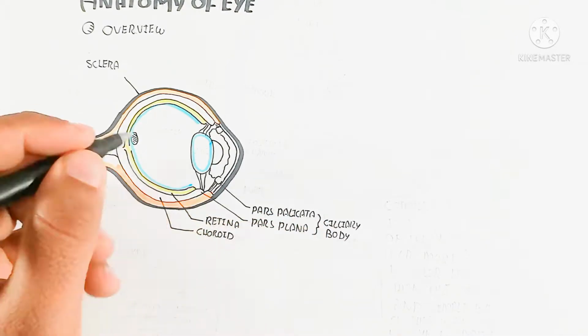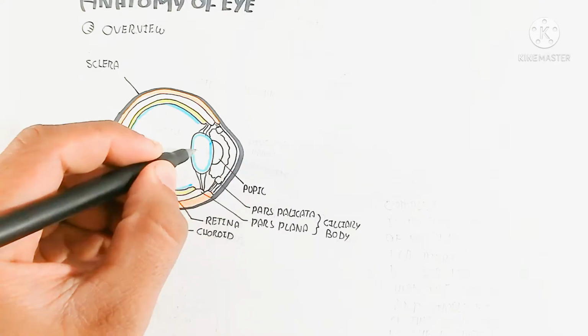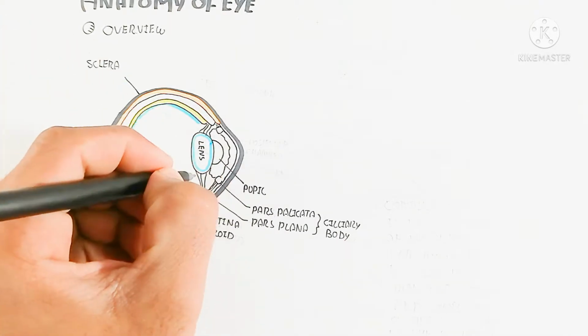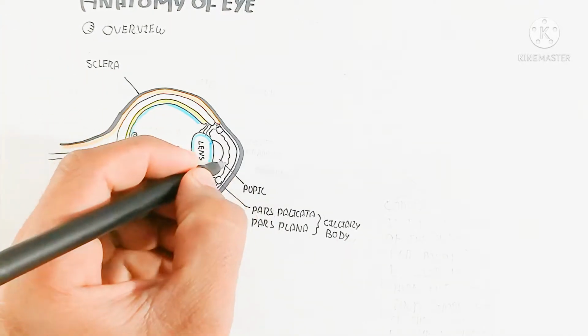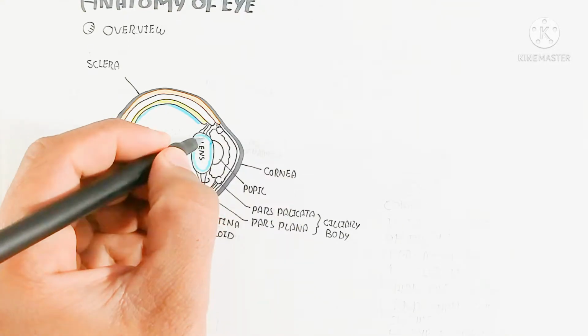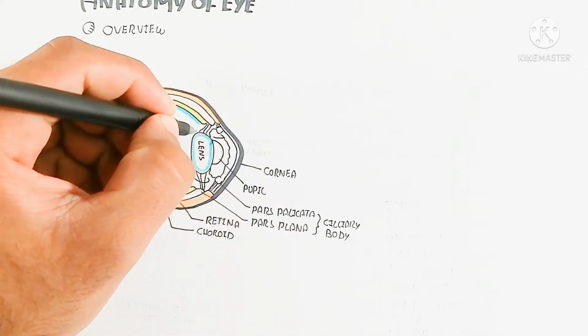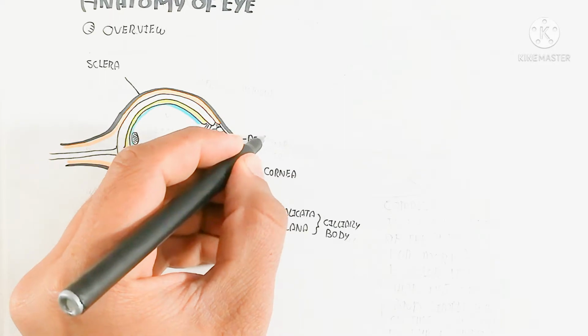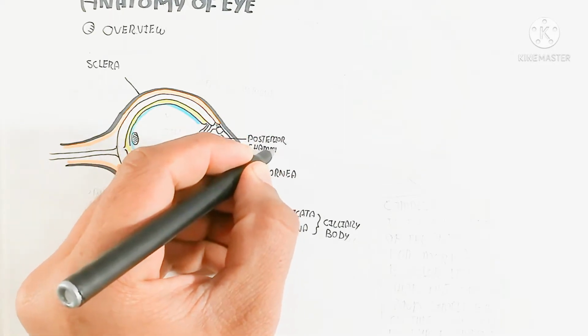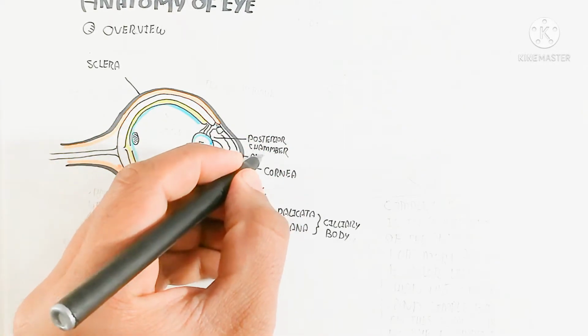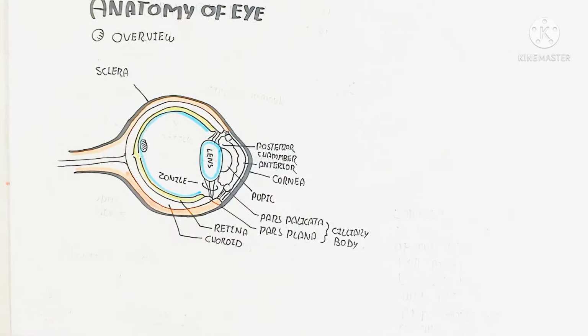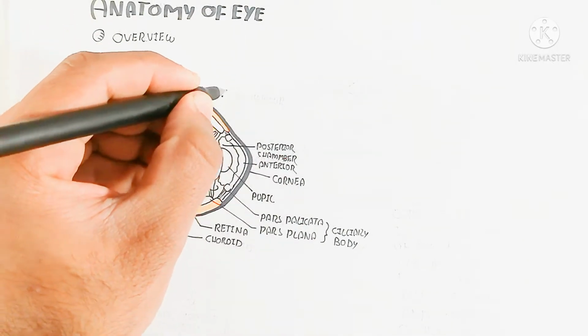So here are the pars plicata and pars plana, the ciliary-like structure known as the ciliary body. And here is the pupil, which is used for dilation and constriction for the accommodation of light. And here is the cornea, which is transparent and is the anterior part. And here are the posterior and anterior chambers.